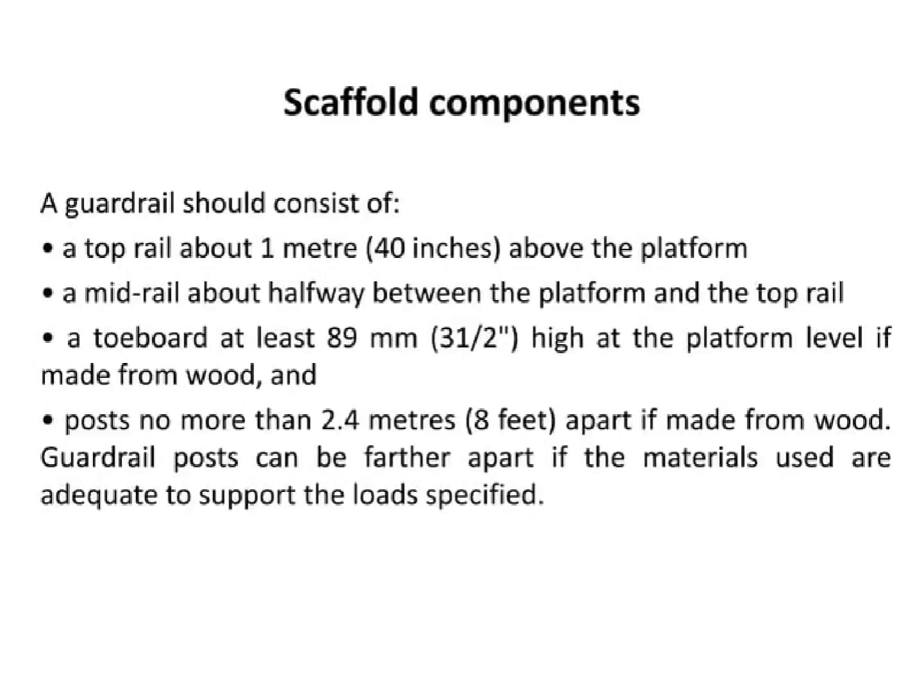When constructing a scaffold, safety should be the main priority. As part of the scaffolding, a guardrail needs to be established. This should include a top rail, mid-rail, toe board and posts. The top rail must be at least 1 meter, 40 inches, above the platform. The mid-rail should be halfway between the top rail and the platform.